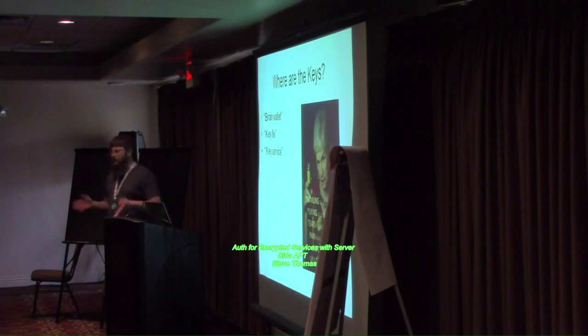So there's 3 places where you can put the keys. There's Brain Wallet, where your private key is generated from a password KDF, and the public key is public, so anyone can start trying to guess what your password was. Key file, it's like PGP. You have a file on your computer that has your private key that you decrypt with a password.